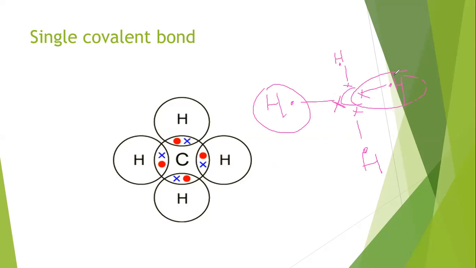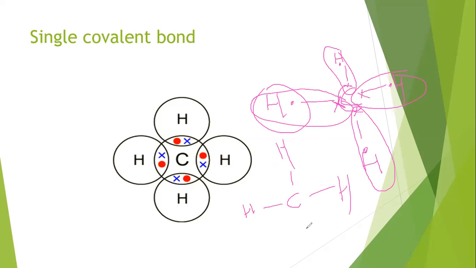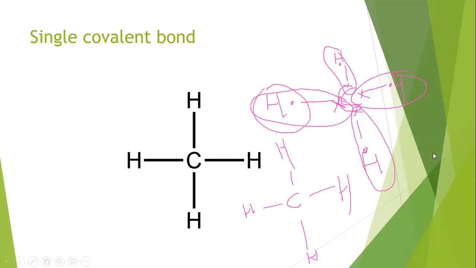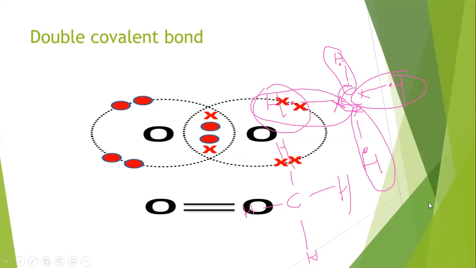Here you can see one bond pair is shared, one bond pair is shared, one bond pair is shared, and one bond pair is shared. Duplet of all 4 hydrogens are completed and octet of this one carbon atom is completed. You can count 1, 2, 3, 4, 5, 6, 7 and 8. So now carbon has 8 electrons, its octet is completed. This is a single covalent bond. In this molecule of methane, there are 4 single covalent bonds. Here you can see the 4 single covalent bonds in the methane molecule.